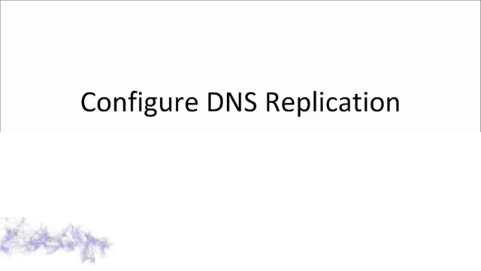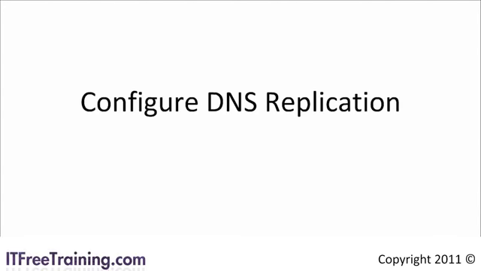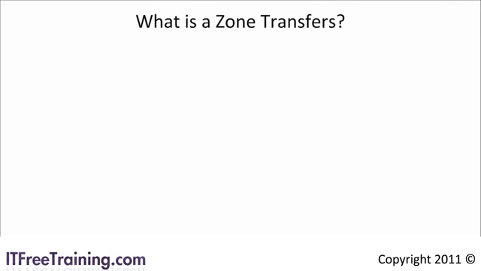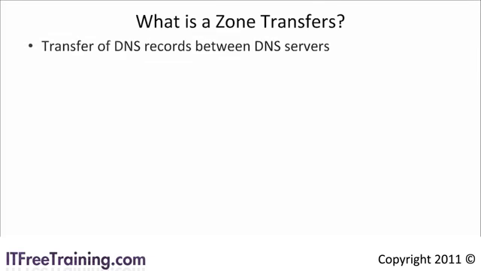In this section, I will look at configuring DNS replication. DNS replication is the process of updating DNS records on different servers so that they contain the same data. This occurs in what is called a zone transfer. So, what is a zone transfer? A zone transfer is the transfer of records between DNS servers. A transfer is the process that keeps multiple copies of zones up to date on multiple servers.